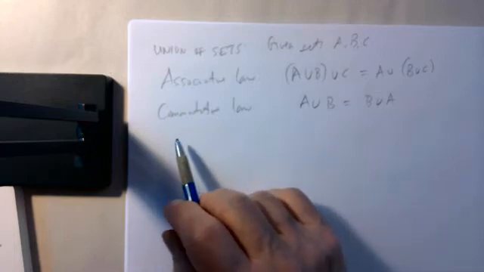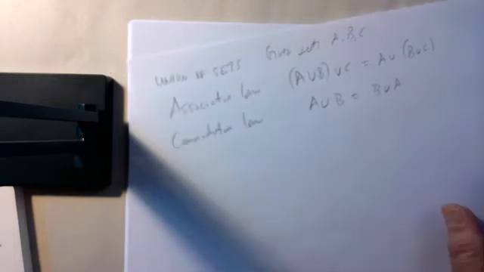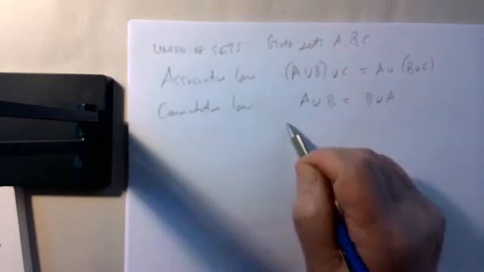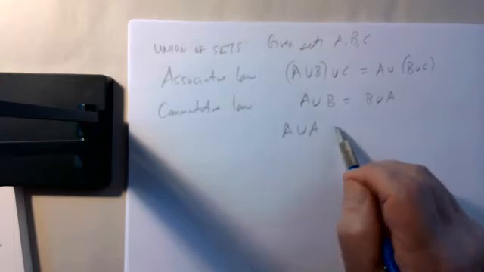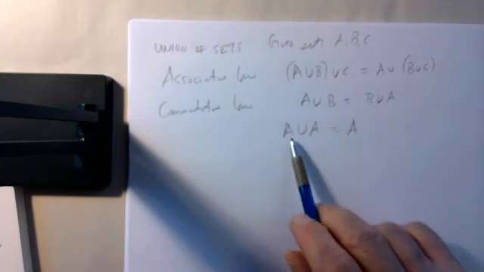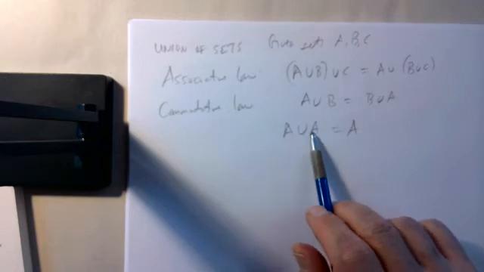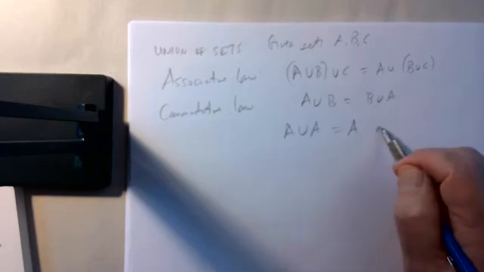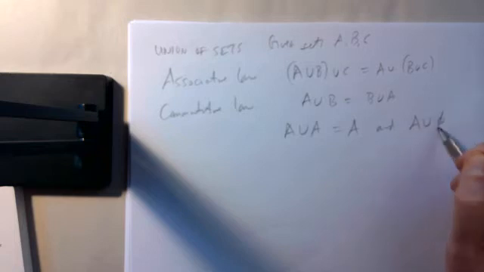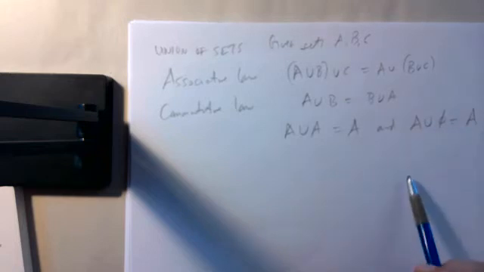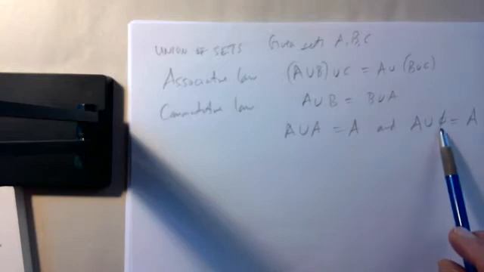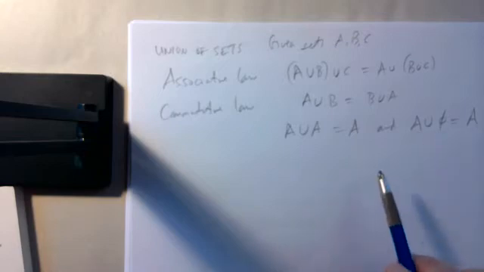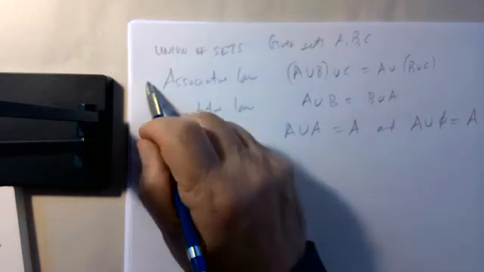We have two more properties. If you take the union of a set with itself, A union A, this is just A, because this says everything which is in A or A, which just means everything which is in A. And A union the empty set is just A, because this is everything which is in A or in the empty set, but nothing's in the empty set, so this is just A.